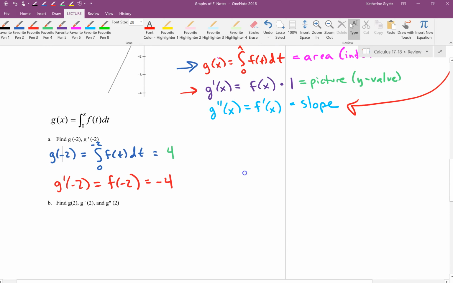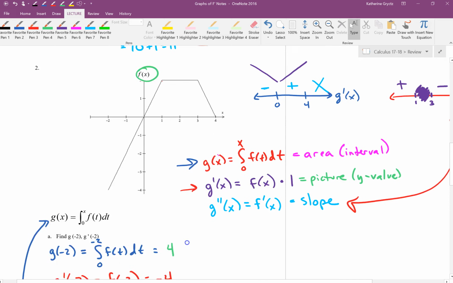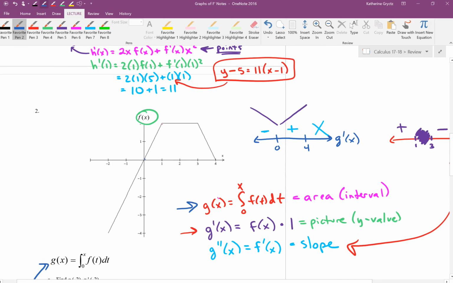Okay, so part B asks us to do something very similar. It just asks us to do 3 things. So it says g of 2. That's what we're going to do first. So we're going to plug it into our g of x, and we're going to go from 0 to 2 of f of t dt. So we talked about that's the area, and that gives us the interval 0 to 2. So we got to go to the picture and figure out what it's talking about. So the area from 0 to 2 is talking about this little trapezoid.